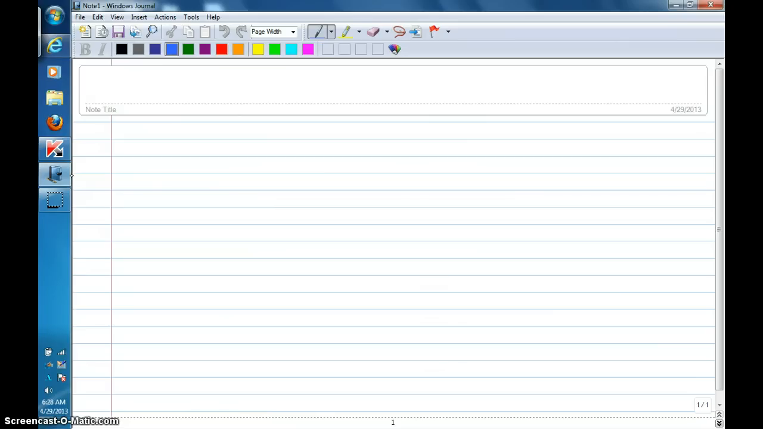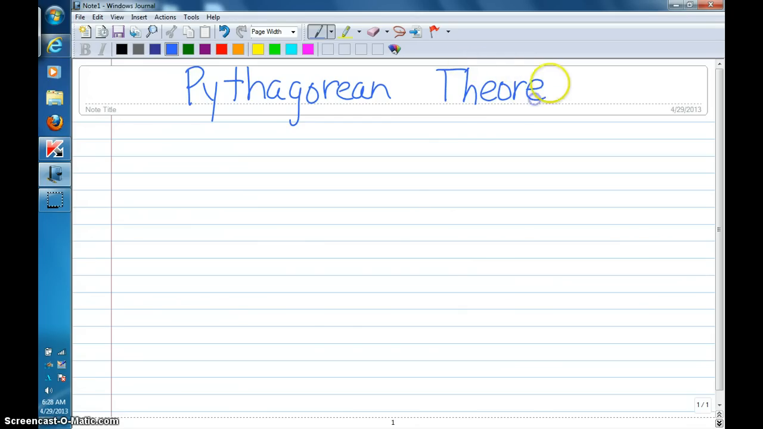Today what we're going to be looking at is the Pythagorean theorem. And this is also on page 450. So you maybe want to follow along with me as I go through some of the examples for this. Now the Pythagorean theorem has to do with triangles, and it has to do only with right triangles.